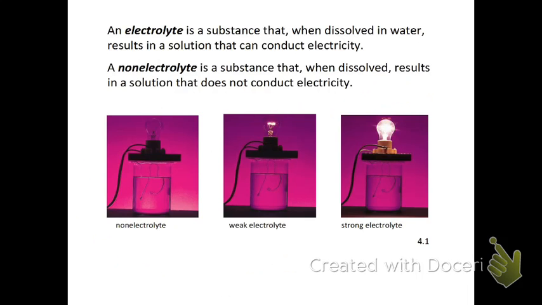So we're going to switch gears a little bit and just quickly give a definition of electrolyte and non-electrolyte. An electrolyte is a substance that, when dissolved in water, makes the solution conduct electricity, and a non-electrolyte is when you dissolve a substance into a solution, but it doesn't conduct electricity.